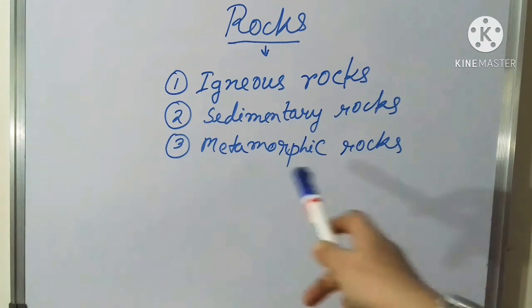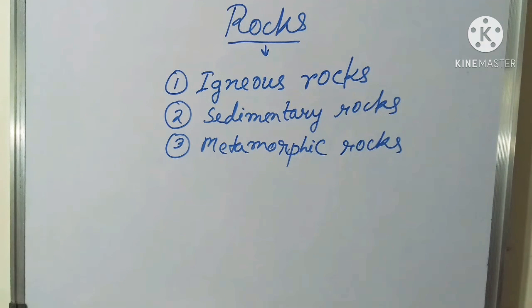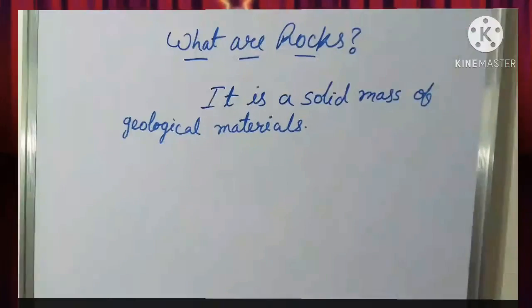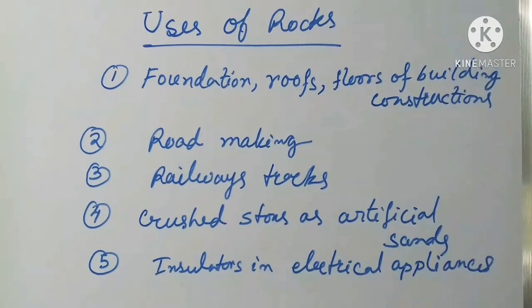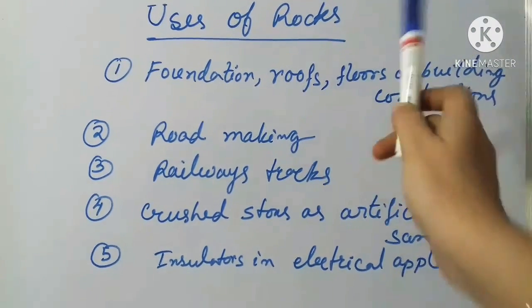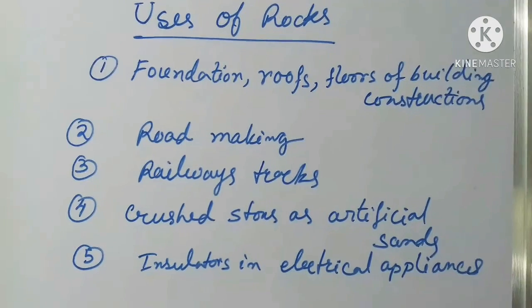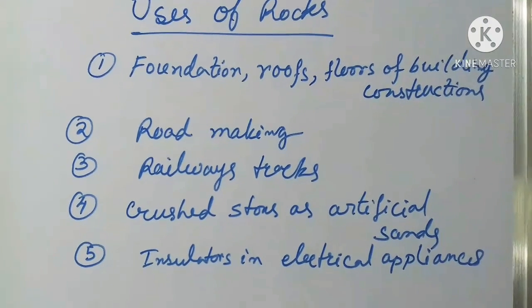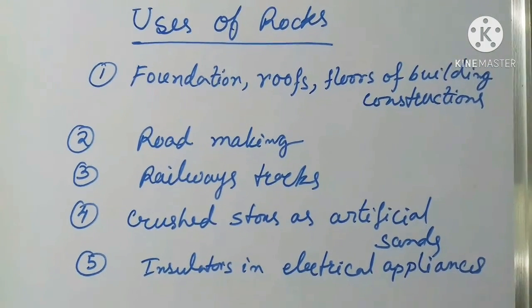Third one is metamorphic rocks. The examples of metamorphic rocks are quartzite, marble, slate, etc. Now students, we are going to discuss the uses of rocks. It is a very important topic because rocks are used in so many various forms.